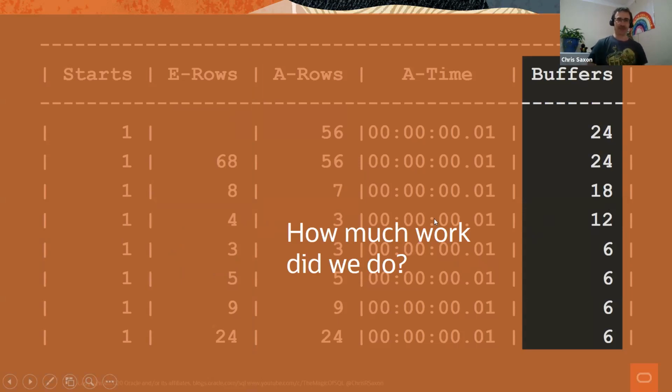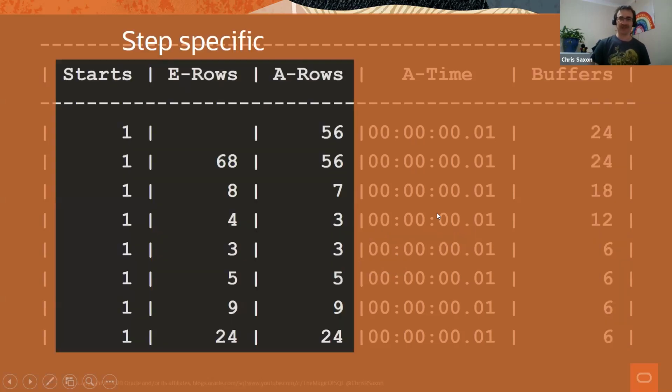Something else to mention here. These 3 columns on the left, starts, E rows, A rows, they are all specific to that individual operation. So we're saying this second line here, we did it once, the optimizer estimated 68 rows, we actually got 56 rows. So they are specific to that operation.